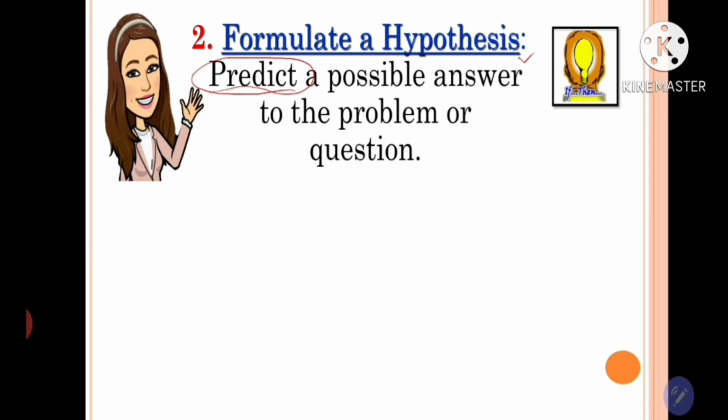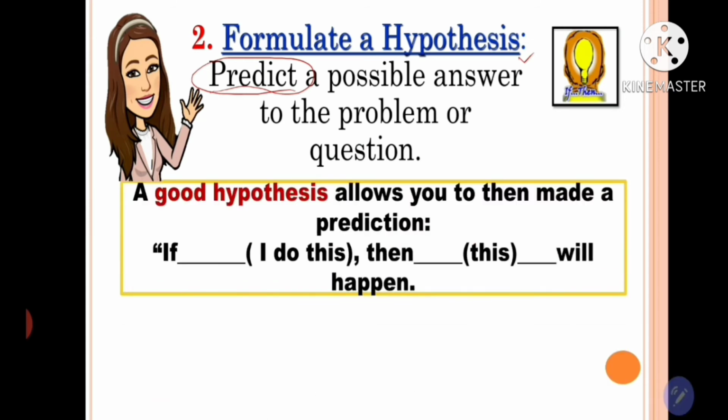Hypothesis in science term is known as the educated guess. It is the possible answer to our problem. Okay? A good hypothesis allows you to then make a prediction. Okay? A positive prediction. Okay? So, in constructing hypothesis, you have to understand that there is a good hypothesis. You have to separate good hypothesis from bad hypothesis.